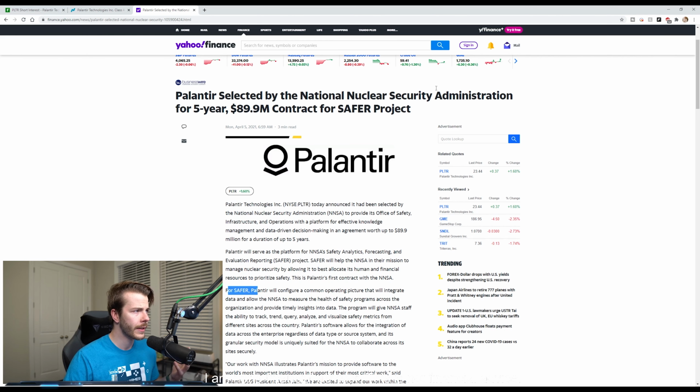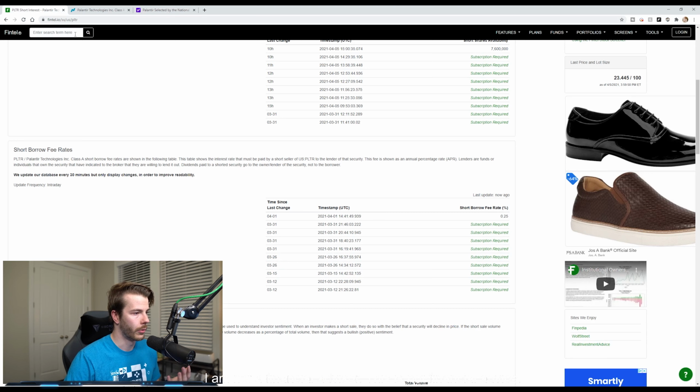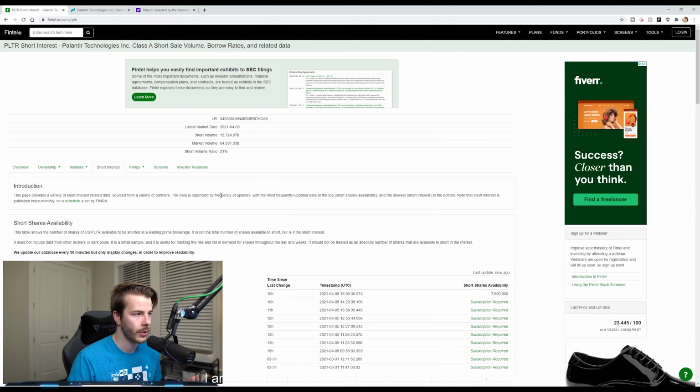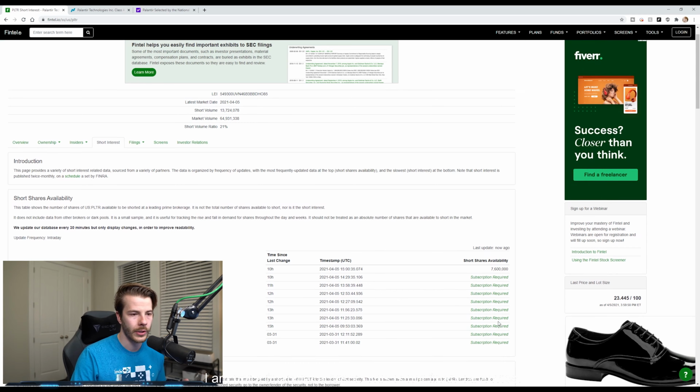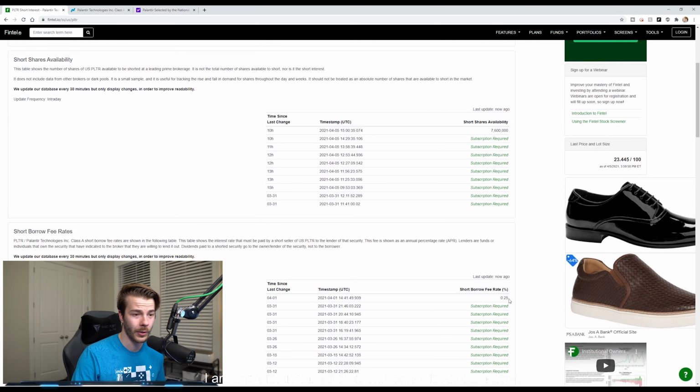So the other thing that I want to go over while we're sitting here on the internet is let's go over the short interest and look at the short volume and all that kind of stuff. So the short volume ratio for Palantir today was around 21%. You have 7.6 million shares short that are available, and the borrow fee is 0.25%. Really, what this tells me right away is that Palantir is not really a shorted company. Or if it is a shorted company, there's not a lot of people really shorting it because that borrow fee is 0.25%. That's pretty much next to nothing.